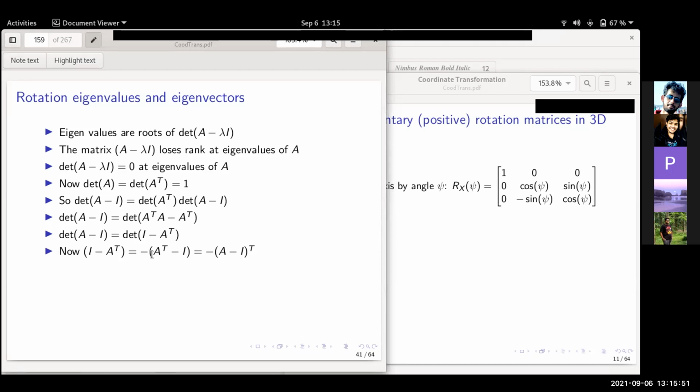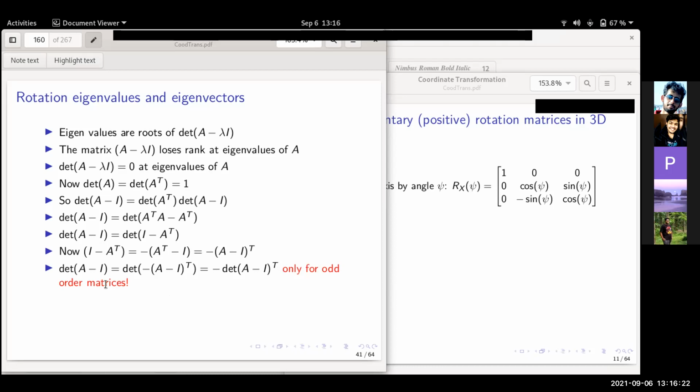I minus A transpose is nothing but minus of A transpose minus I, and minus of A minus I whole transpose, because the identity matrix is already symmetric. So therefore, determinant of A minus I is minus times determinant of A minus I whole transpose, which is equal to minus times determinant of A minus I. Minus will come out only for odd matrices.